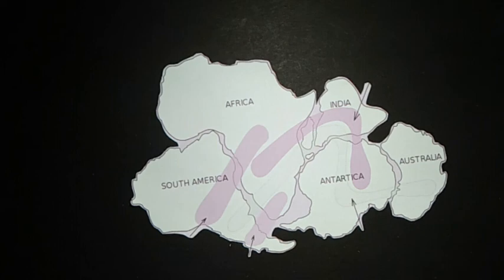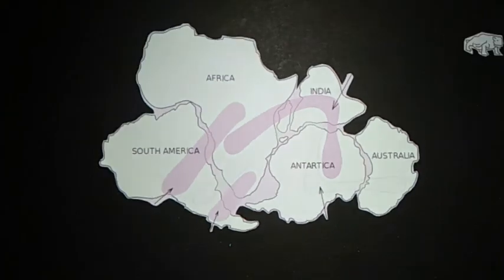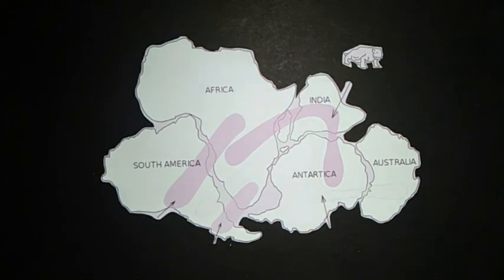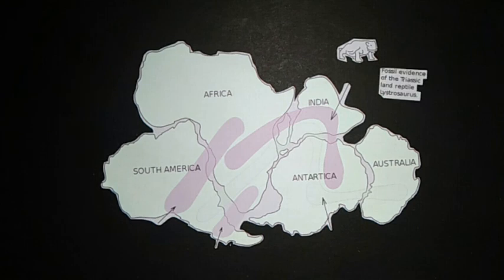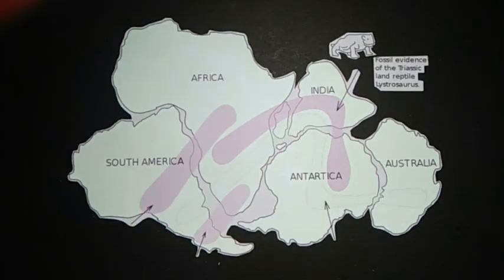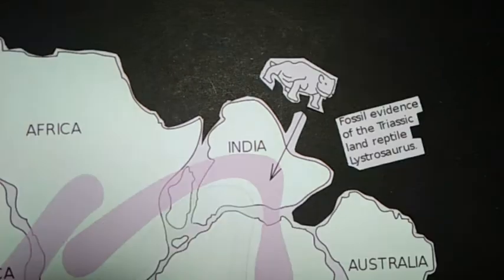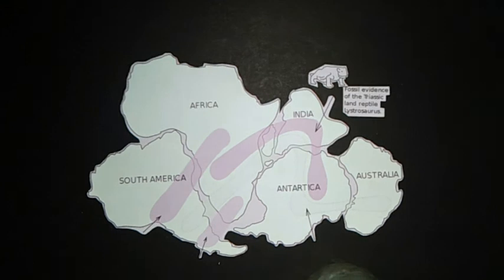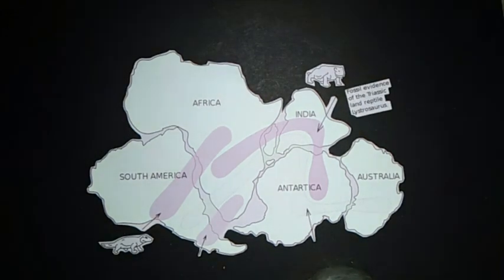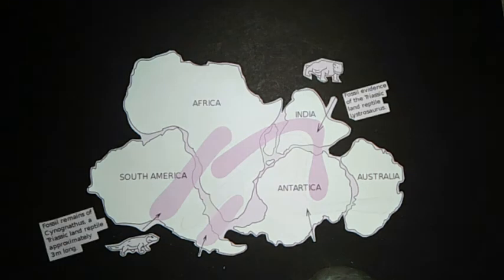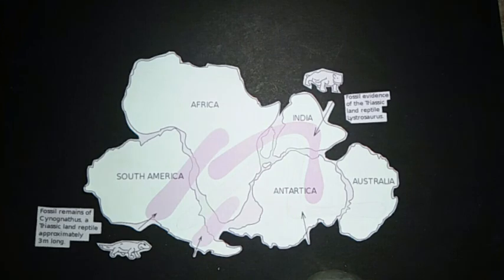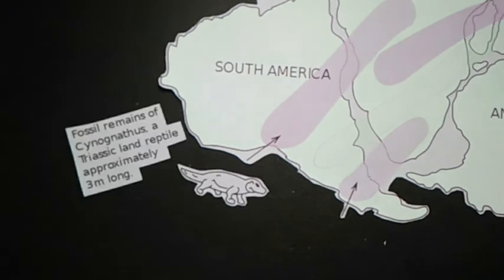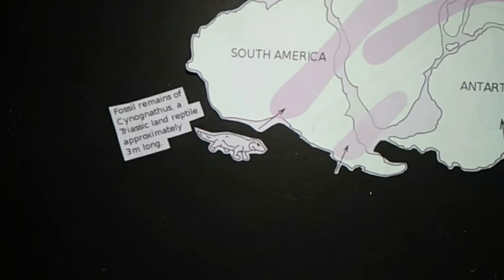A map inspired by Wegener's quest to explain the Earth's geological history. Fossils of plants and animals such as Lystrosaurus, the fossil remains, can be found in India, Antarctica, and the southern part of Africa. This animal was described as a land reptile. Next fossil is the remains of Cynognathus that wandered around in southern Africa and South America. This animal was described as a land reptile about 3 meters long.